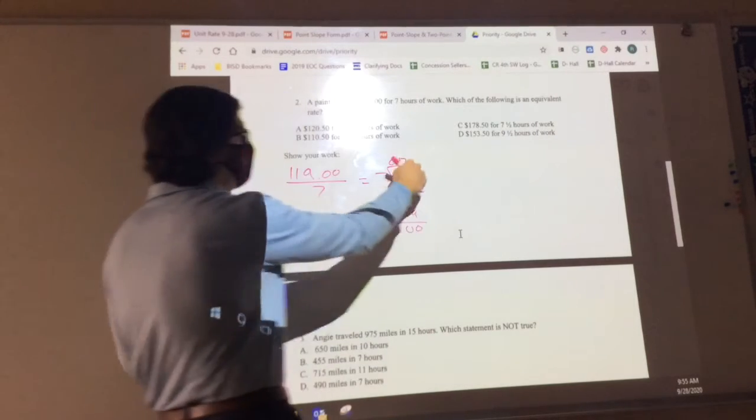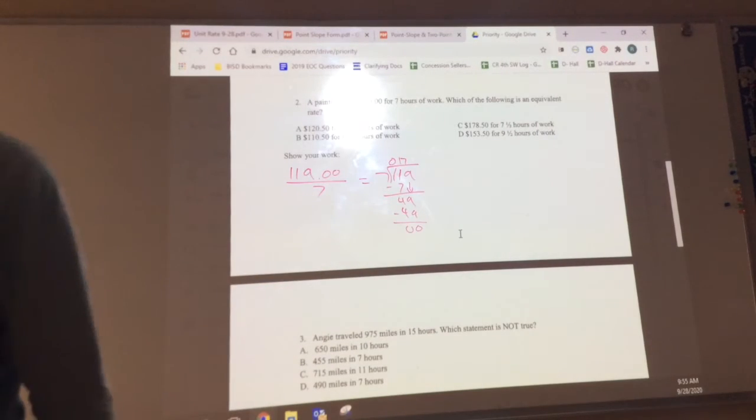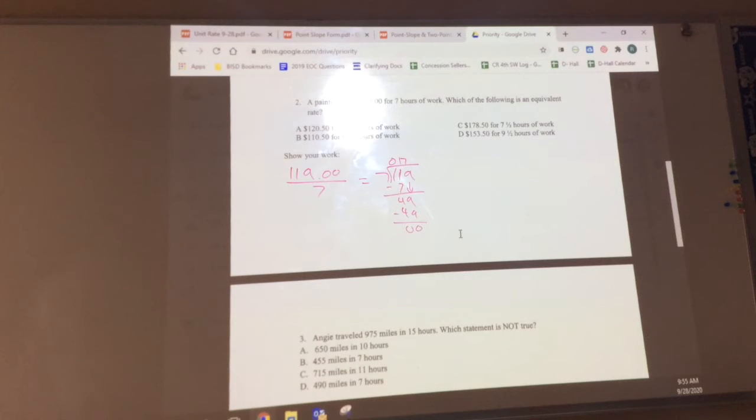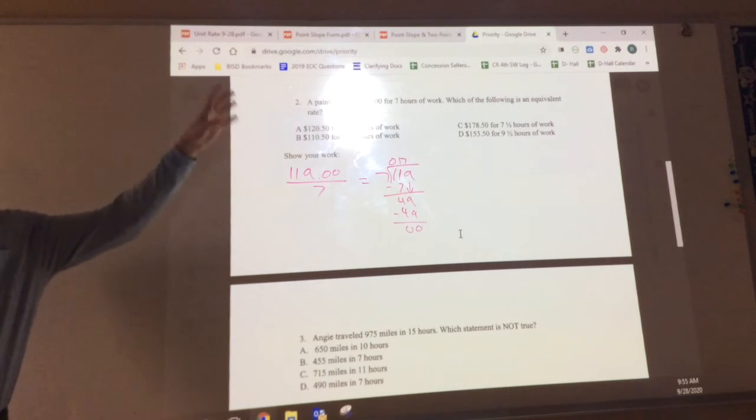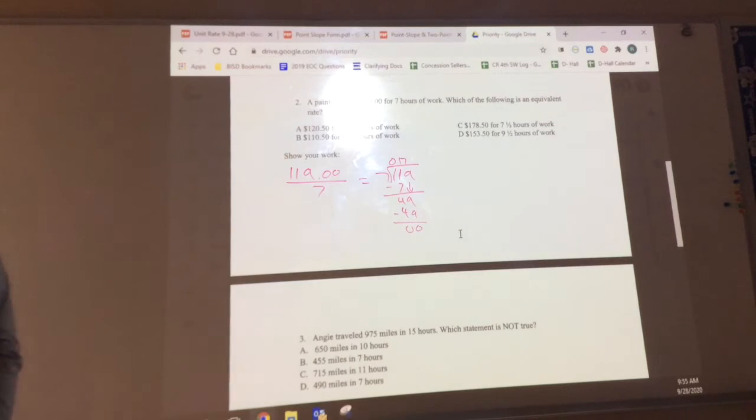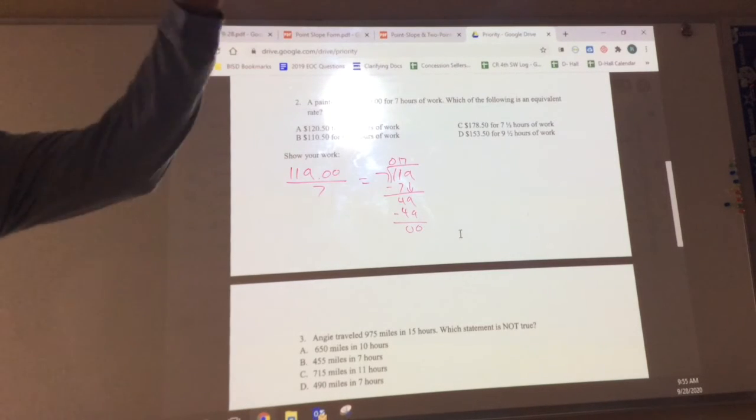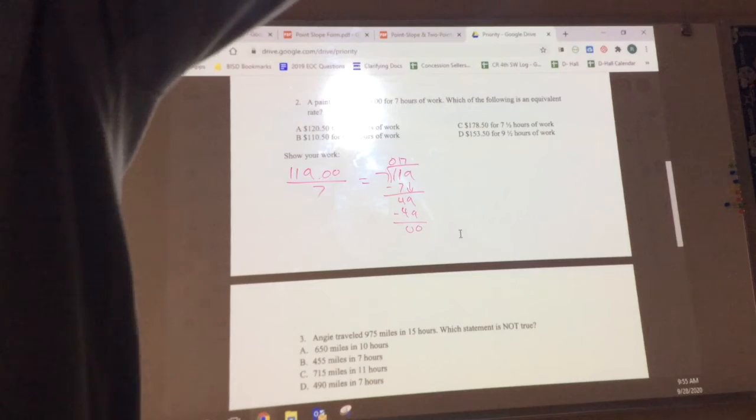Okay, so somebody explain to me, what does that 17 represent in this problem? What does that mean? Read. So he makes $17 per hour. Are we all okay with that? That is the unit rate. 1 hour. Everybody understand I'm talking about 1.